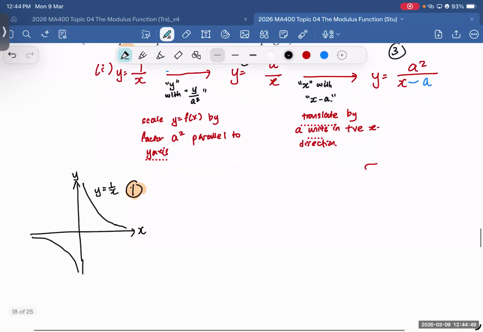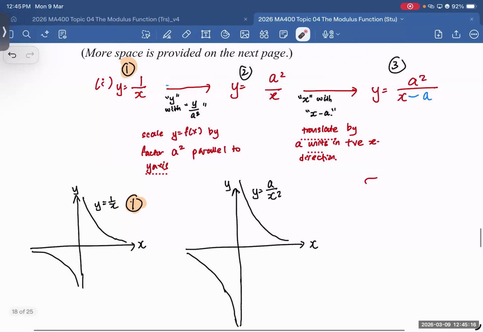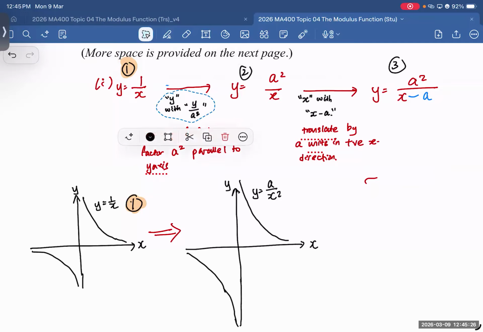Even if I were to scale, the graph just gets steeper. That's all. It just gets steeper. This is y equals a over x squared. What I'm doing is I'm just replacing y with y over a squared. So I say again, from here to here, look at how I just copy.